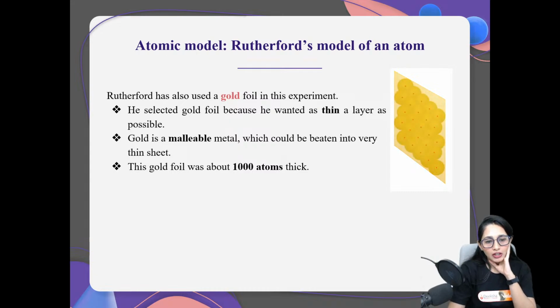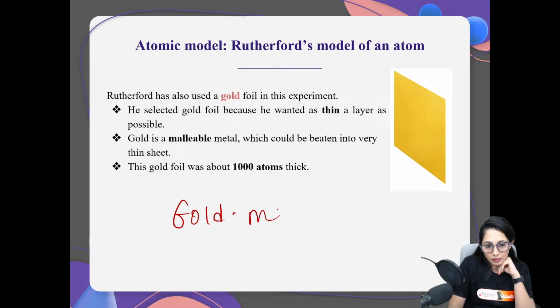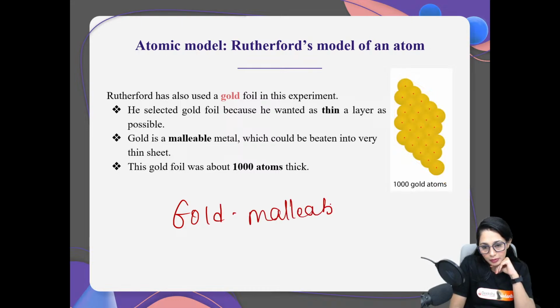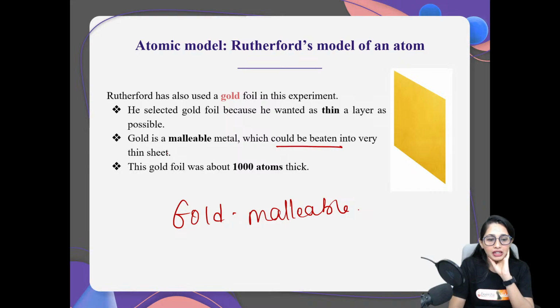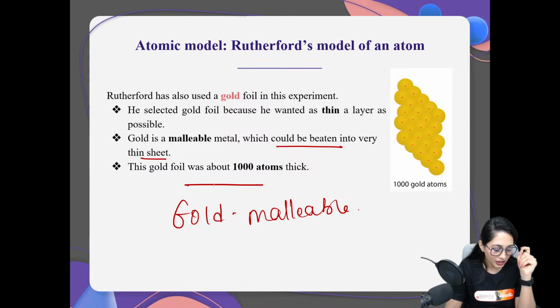So Rutherford also used a gold foil in this experiment. Why? What is the reason? See, gold is very malleable. Gold is extremely malleable. It's the most malleable metal, so it can be beaten into a very thin sheet. So he made use of gold foil because he wanted very thin foils.